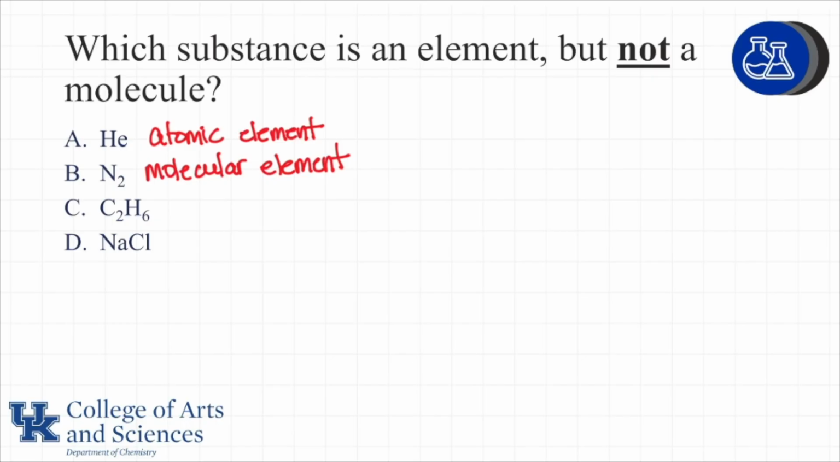When we have C2H6, that's going to be a compound because we have both carbon and hydrogen. And don't worry if you don't know the names of the elements yet. We'll get there, but that's a compound. And NaCl, that's also a compound. And we know that because we see Na and Cl. And even if you don't know what Na and Cl are, you know that those are different from one another. So A is the correct answer. So it's an element, but not a molecule.